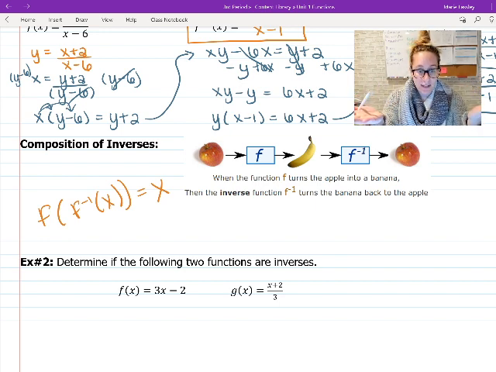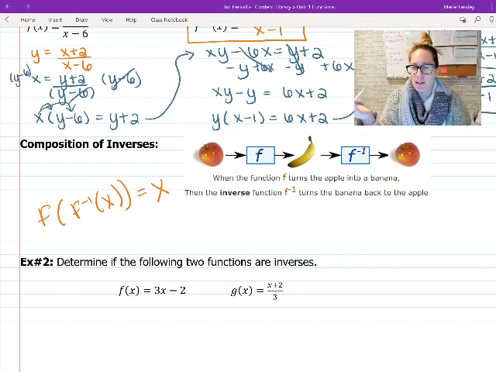So we're going to practice, just using this technique. So here's the question. Determine if the following two functions are inverses of each other. Now some of you might be able to look at it and figure out yes or no. Some of you would maybe do the strategy where you take one of them, flip the x and y's, and then see if you get g of x.